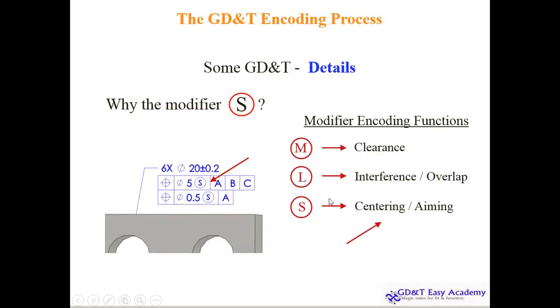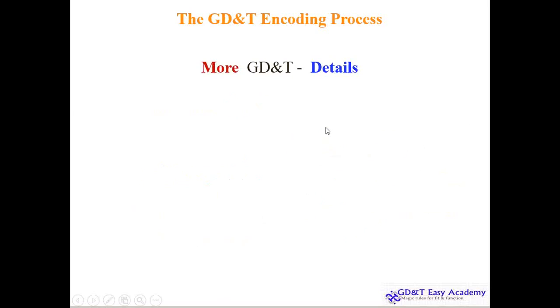Here this axis needs to be aligned even though this diameter and this diameter are different. So the gist is, the M modifier you can use for clearance. The L modifier, the least material condition, you use for interference and overlap. We don't use L in manufacturing GD&T, only M. And S is basically for centering and aiming. If you want to center objects, then we use S. So this is the primary objective.